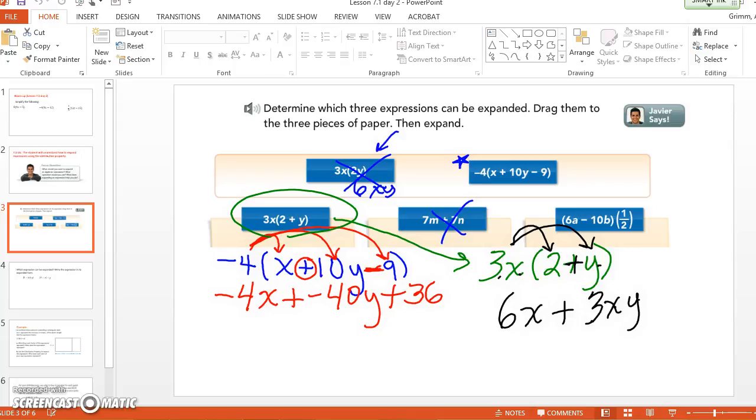Okay, so what is 1/2 of 6? 3. So this is 3a. Keep your subtraction sign. What's 1/2 of 10? 5. So 5b. See, fractions aren't scary. They're really not that bad if you just think about what you're doing. I always say fractions are your friends.